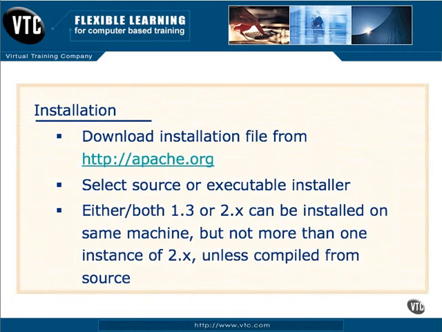Okay, so to get started, the first thing you're going to want to do is to download the installation files from apache.org. That's going to be your go-to spot to get the installation files every time. You're going to want to select the source or executable installer, depending on how you want to install the program. You need to note here that either or both 1.3 or 2.x, meaning whatever the most current version is, can be installed on the same machine, but not more than one instance of 2.x can be installed unless compiled from source. So if you're using the executable installer, you need to stick with one instance of 2.x.